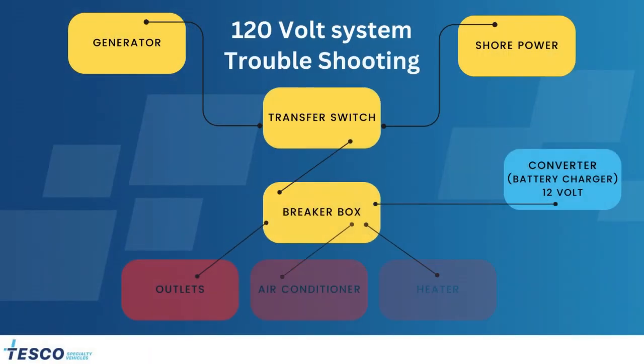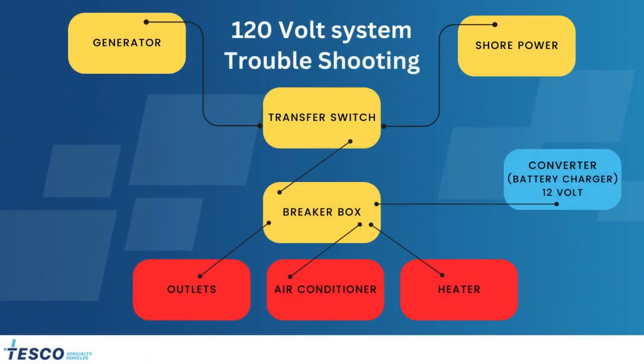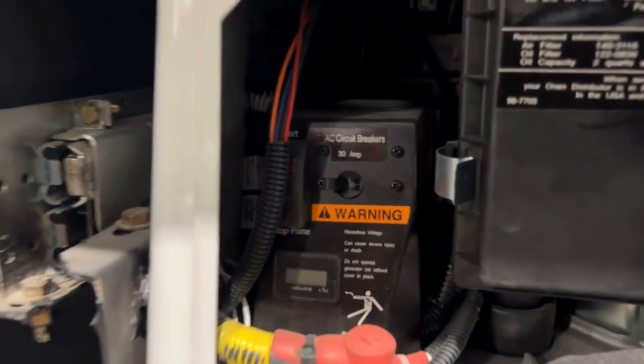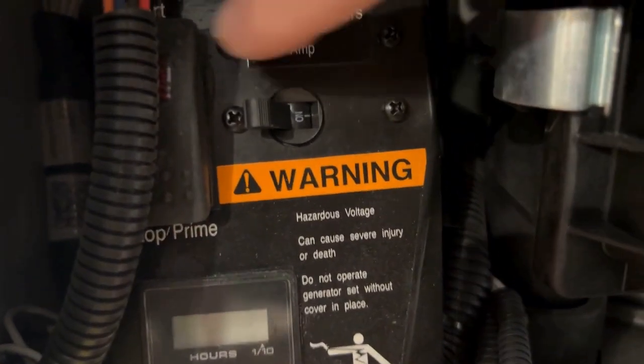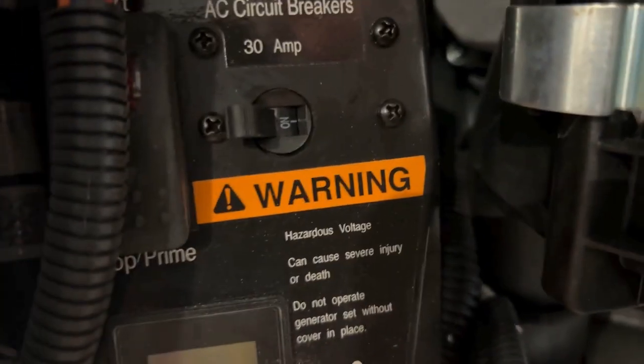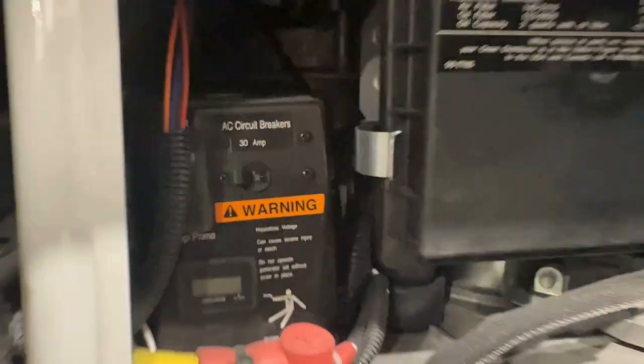In our next scenario, let's say that we have no power to outlets, air conditioners, or heaters. The generator is running, but nothing is working. There are many more possibilities, but there are two that we can check with little effort. Check the main breaker in the center of the breaker box. Reset it if necessary. The generator also has a breaker on it. To check and/or reset it, open the access door, remove the access cover, locate the breaker and reset it.